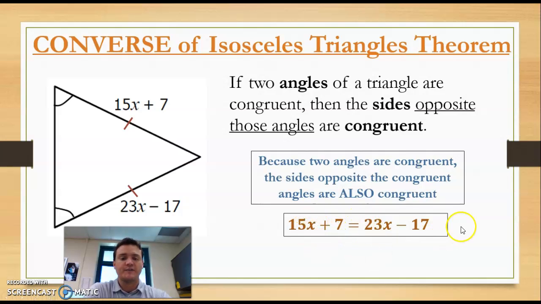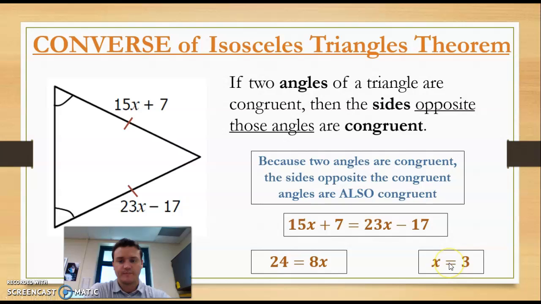So here we would subtract 15x on both sides, add 17 to both sides, and we'd have 24 equals 8x. So that means that x has to equal 3. And if we took this a step further, we could plug 3 into both of these values for x. 3 times 15 is 45. 45 plus 7 is 52. So that means that the other side is 52 as well, because of the isosceles triangle, you have two sides that are congruent.